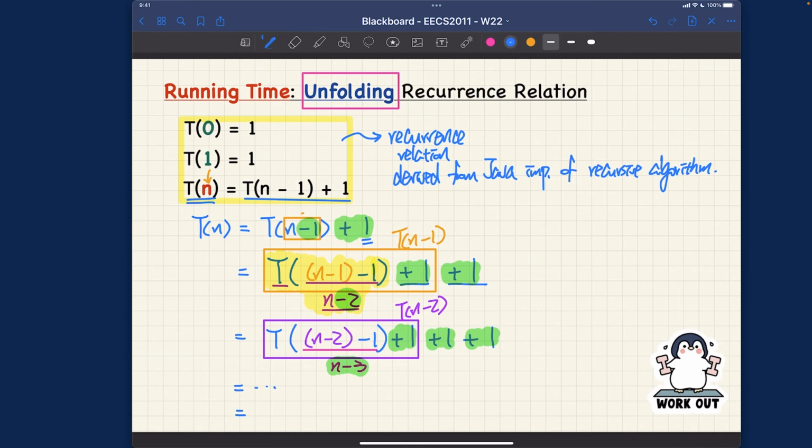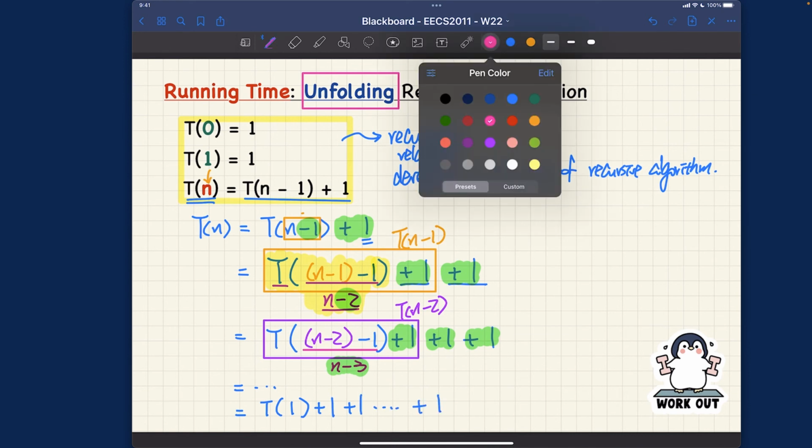We want to have T of 1. That's something we want to get into, so we don't have to unfold any further. Because once you get to the base case, you definitely don't have to unfold any further. In this case, you can either try 1 or you can try 0, but it doesn't matter because it will be equal to 1 anyway. All right? And the question is, how many plus 1 do we actually have? Plus 1 and plus 1 all the way to plus 1, right? But now the question is, how many plus 1 do we really have over here?